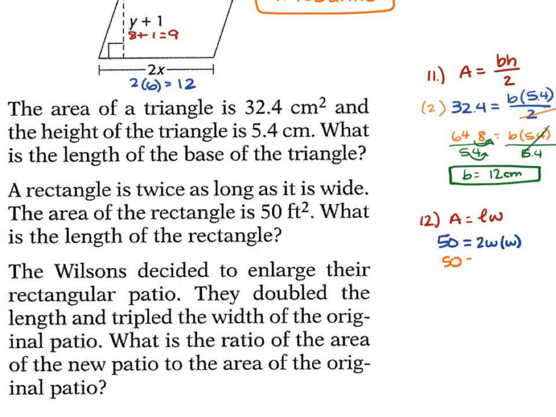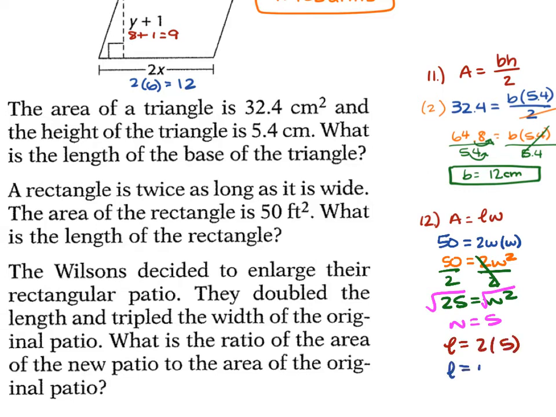So 50 is equal to 2w squared. We are going to divide each side by 2 to get 25 is equal to w squared. We then would take the square root of both sides to get that w is 5. So our length is 2 times our width, so 2 times 5, which is 10 feet.